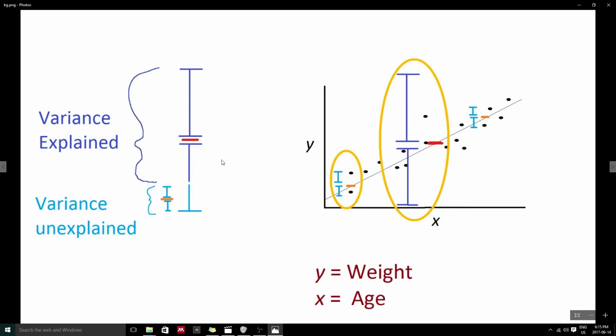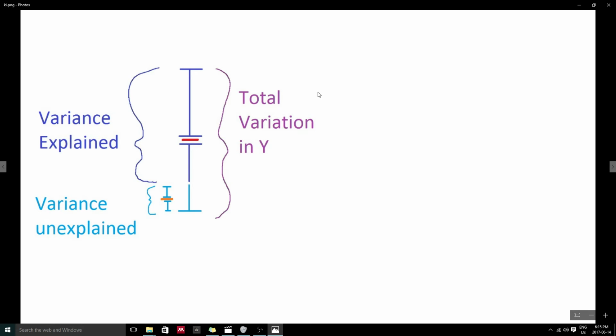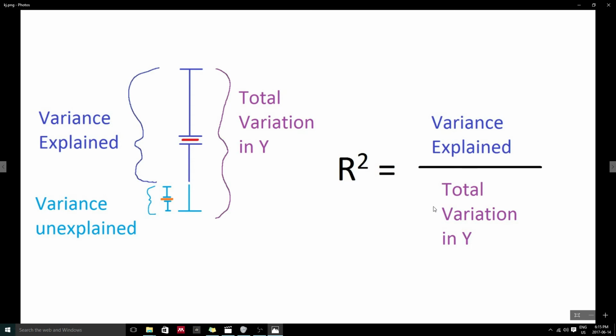If we think of the variation that we explained as a proportion of the total variation in y, then R squared is equal to variance explained over the total variation in y. In this particular case, R squared looks like it is equal to approximately 0.80. So we've accounted for around 80% of the variance in weight, our y variable.